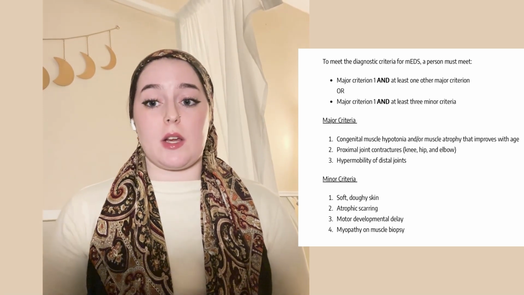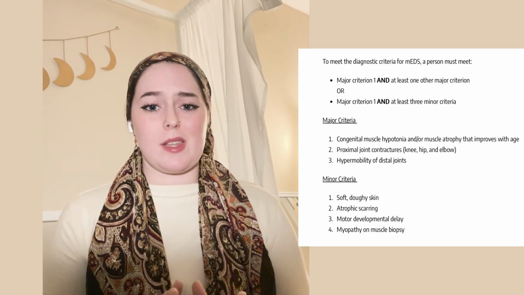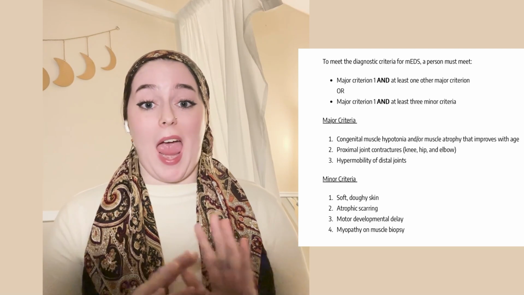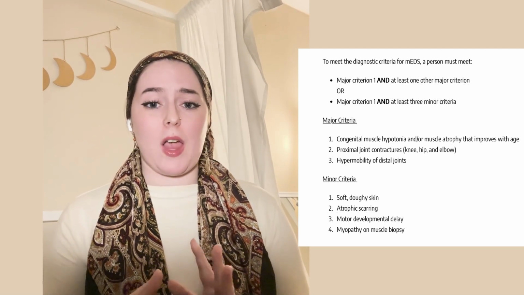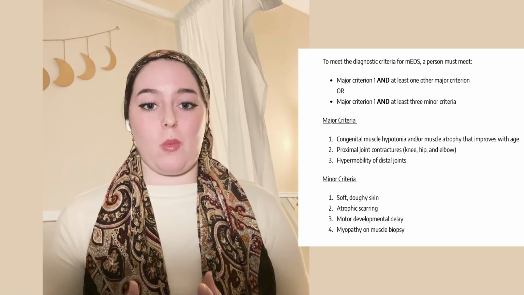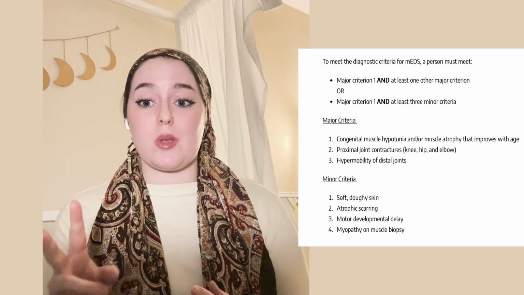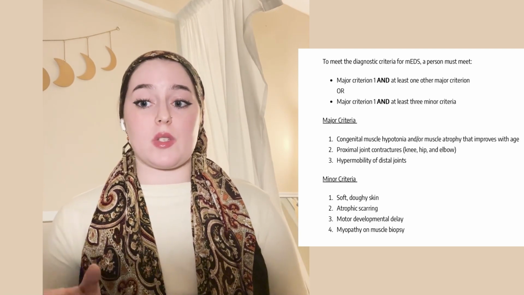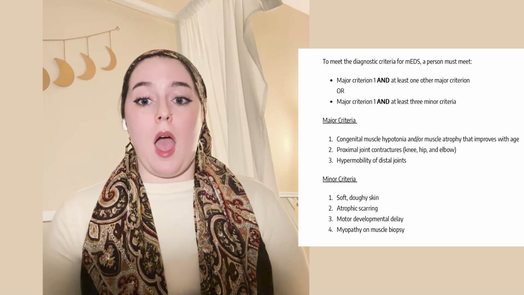Next, I meet major criterion number 2 due to proximal joint contractures in my hips. I've never had much mobility in my hips, even as a dancer. I was never able to do the middle splits anywhere near close, or raise my legs as high or in the same ways as the other dancers could. My hips just don't move the same way. While meeting both of those major criteria, I also meet major criterion number 3. I have hypermobility in my wrists, ankles, fingers, and toes, which means I meet all 3 major criteria.